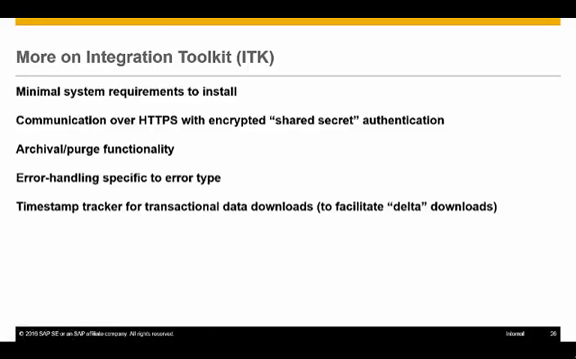So if you do an export at noon today and then you run the next extract using ITK at 3 o'clock in the afternoon, then it is only going to give you the transactions that have been approved between noon and 3 o'clock in the afternoon. This way you don't have to sort out and filter the transactions that were created between two timestamps. ITK takes care of that.